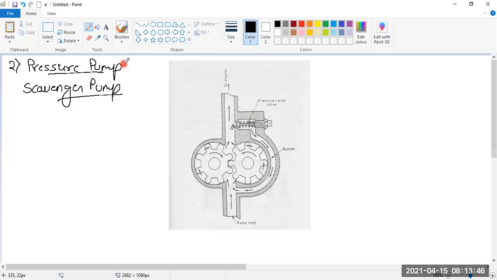Scavenger pump, what it will do is, when you are putting the pressurized oil into the bearing, it will lubricate the bearing, right? As well as take the heat away from the bearing compartment. So it has to be removed out. That oil, to remove, we have got a scavenger pump. Both the pumps are the same type. It can be a gear type pump or it can be a G rotor type of pump.